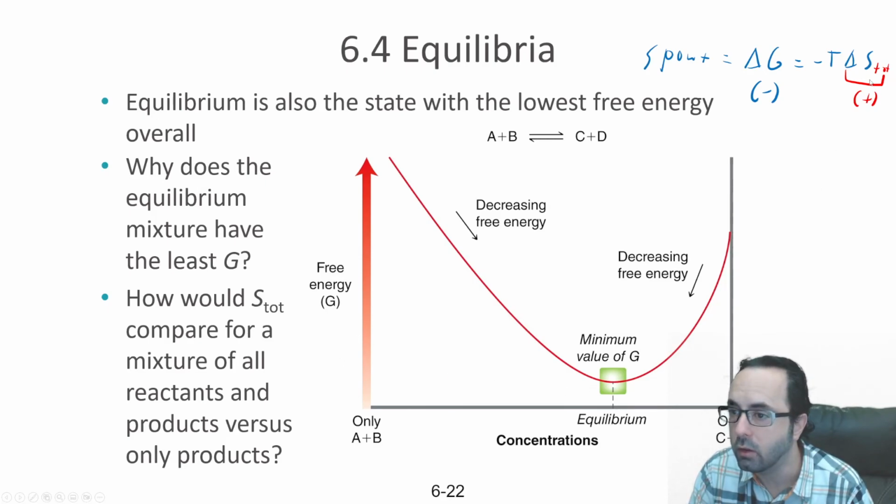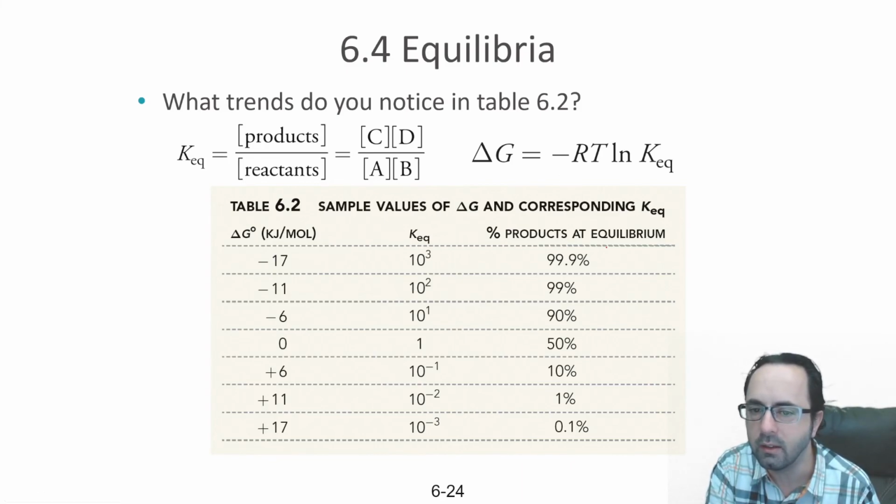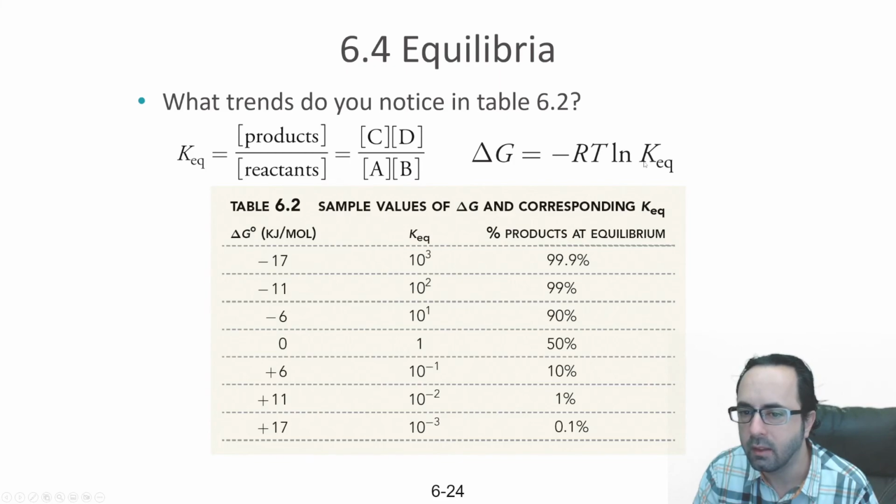This is the largest possible total entropy as well, right? Related to negative delta G, positive delta S. So there's an intimate relationship here between equilibrium and the delta G. The equation you might have learned in Chem 151 is delta G equals minus RT ln K. And so if we analyze this equation, we see that when delta G is negative, the K here is greater than 1, right?